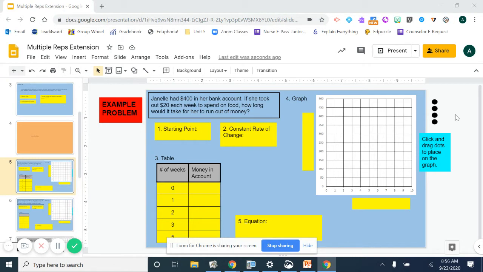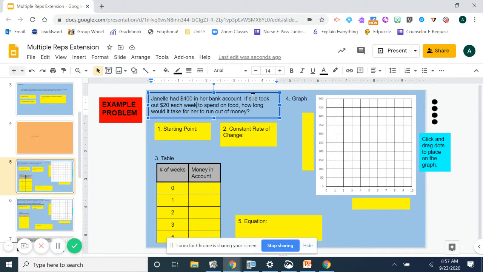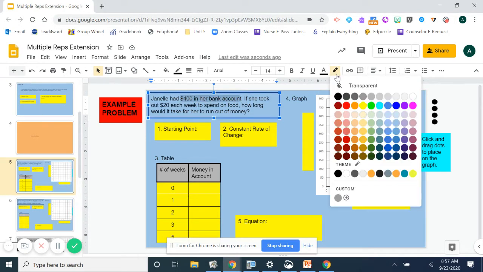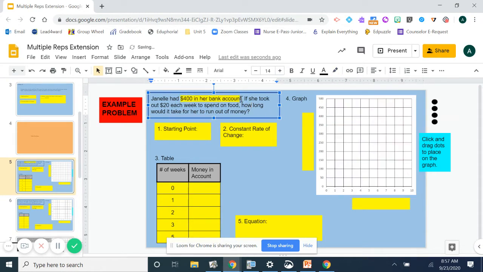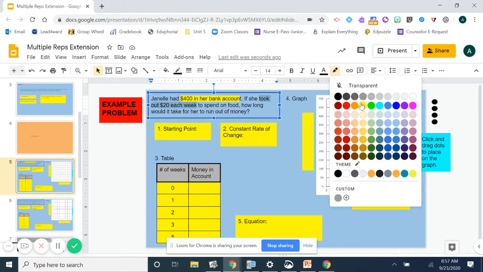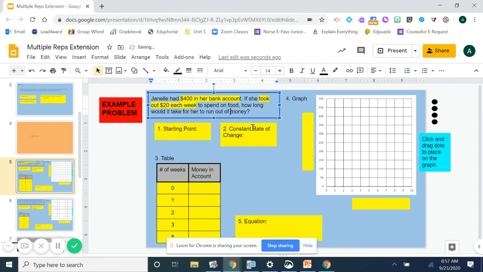So if I look at this example problem, it says Janelle had $400 in her bank account. If she took out $20 each week to spend on food, how long would it take for her to run out of money? So I'm going to highlight some important information. I know that she had $400 in her account, so I'm going to highlight that. If she took out $20 each week to spend on food, I'm also going to highlight that. All right, so I've got my important pieces highlighted.